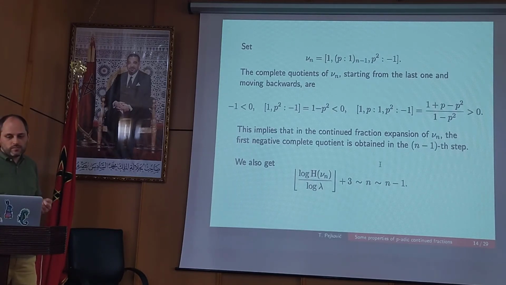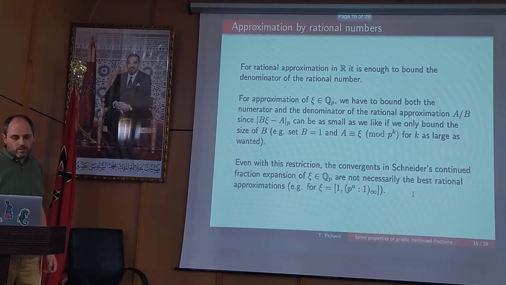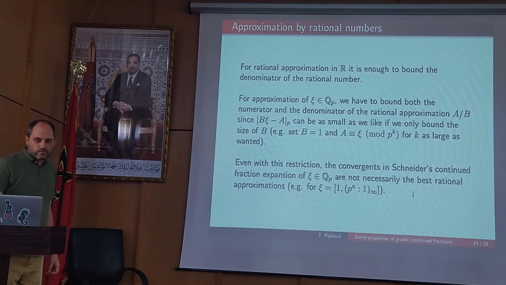So this implies that in the continued fraction expansion of this number, the first negative complete quotient is obtained in the n minus 1 step. And we can also calculate the height of this number, insert it into this expression in the theorem, and show that this is really asymptotically equal to the number of steps required before reaching the first negative complete quotient. Okay, moving on to approximation by rational numbers.